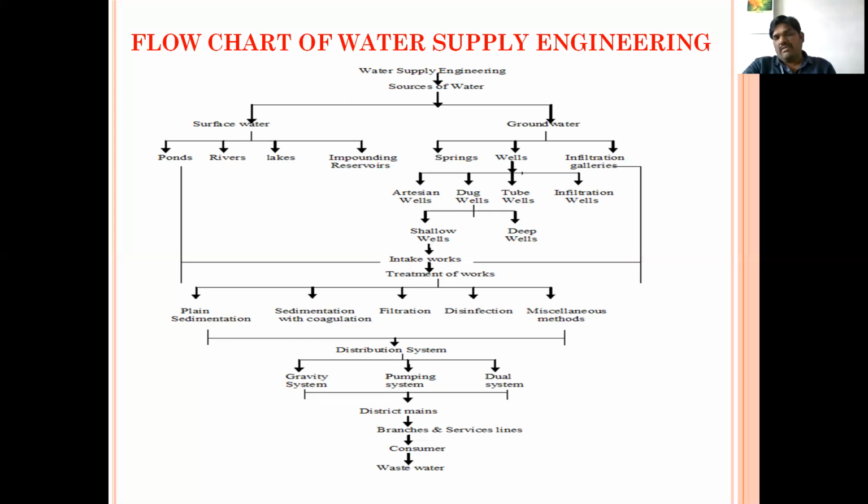Initially, the water reaches the district mains. From the district mains to branches, branches to consumer. After consumption, obviously some amount of water will be wasted, as while utilizing, some amount of water will be misused, which we may call wastewater, and the wastewater again will be subject to recycling, and from there the cycle will continue. This is what the flow chart of water supply system, the flow chart of water supply engineering, is about.